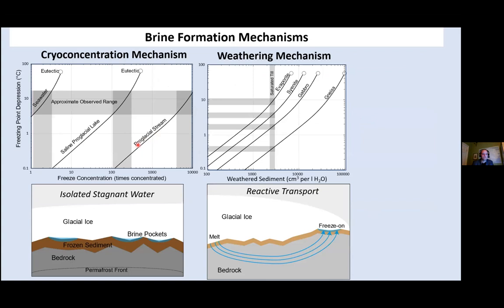If you're talking about taking some existing water and cryoconcentrating it, the model would be a frozen sediment in which the pre-existing lake or pre-existing body of seawater just becomes more and more concentrated and isolated, a brine pocket. The mechanism which would be more weathering based is you'd have melt in the glacial interior that would ideally have a long reactive transport course.